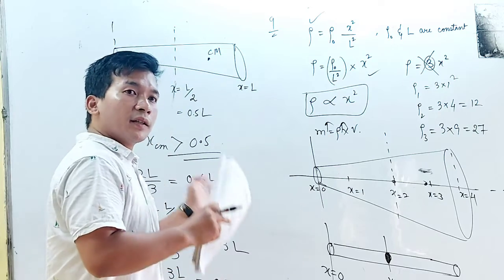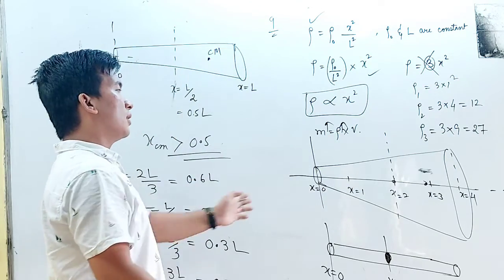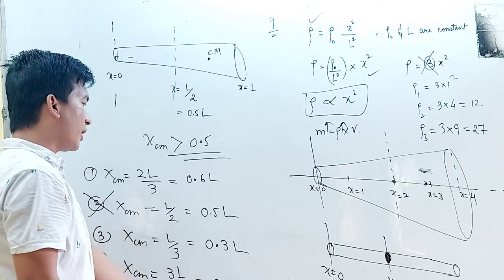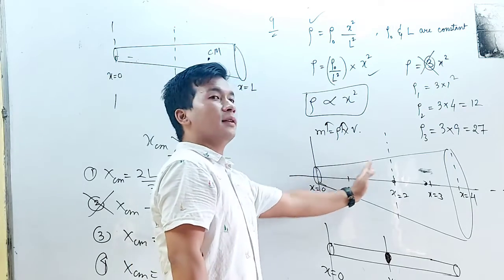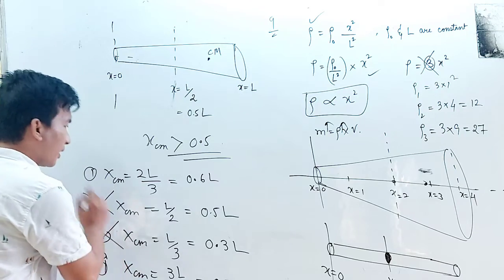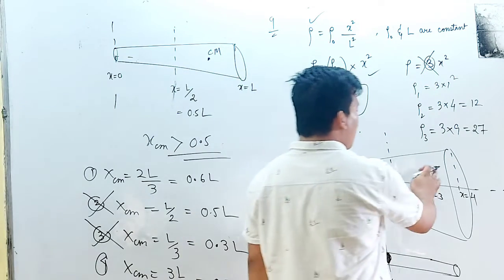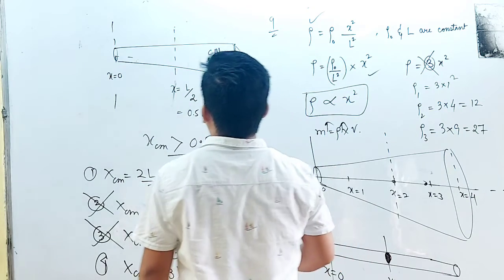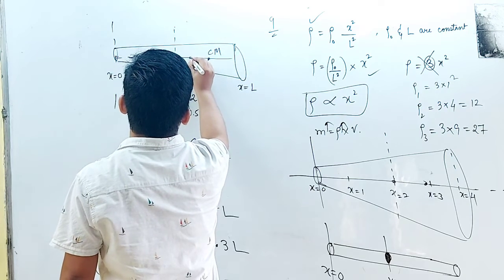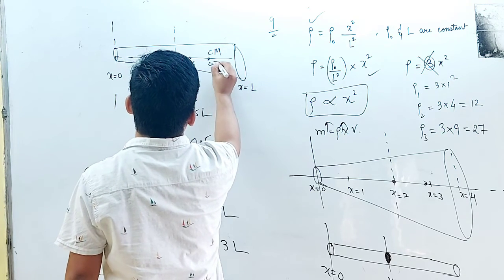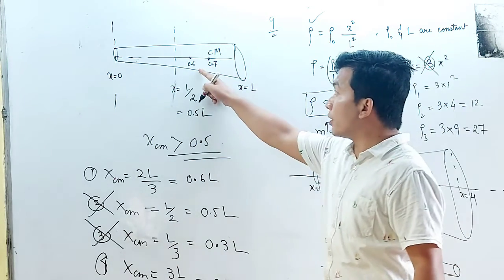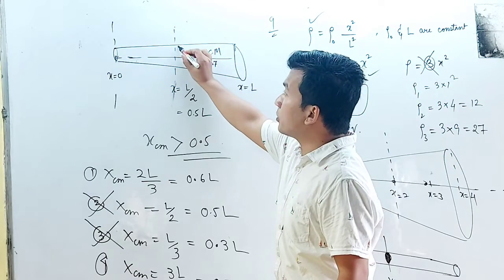The center of mass will be beyond the midpoint. This option is on the left hand side, which is contradictory to our concept, so it is eliminated. This one is 0.5, this is your 0.6, this is your 0.7. Most likely it is 0.7, because 0.6 is too near to the midpoint.